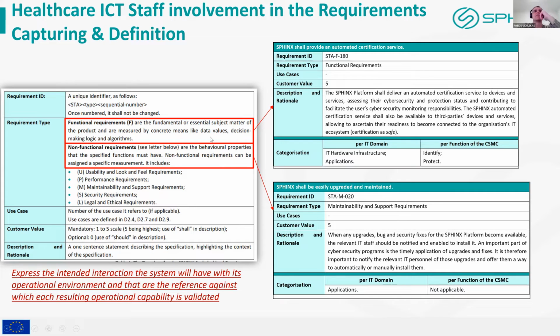For example, a functional requirement that we can see is that the SPHINX Toolkit should provide an automated certification service, which means that SPHINX scans a device and gives a certification that it is safe to be incorporated into the hospitals' network infrastructure. The non-functional requirement shows specific characteristics of the tool under development that it needs to support.